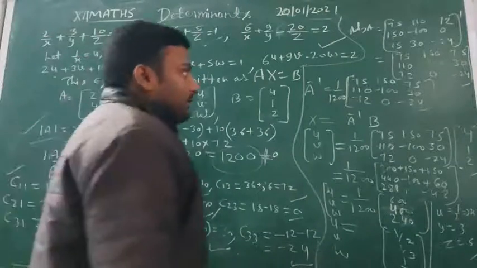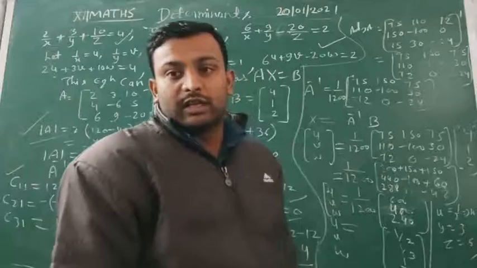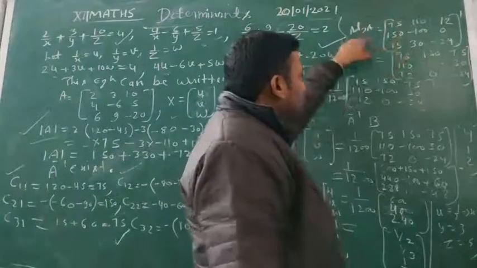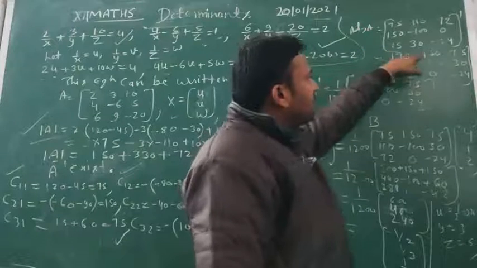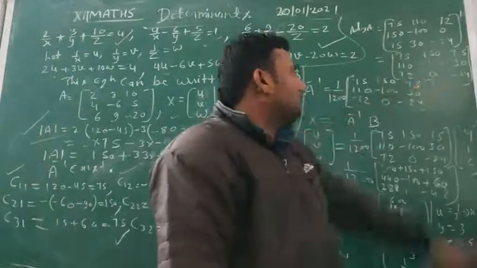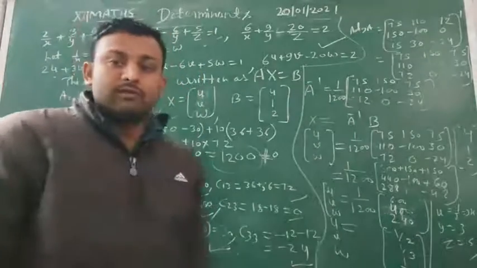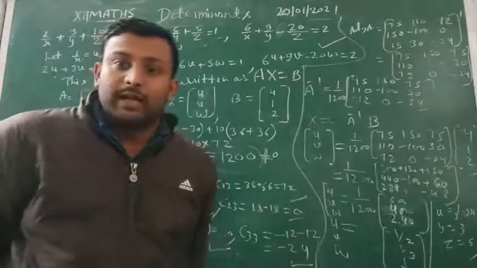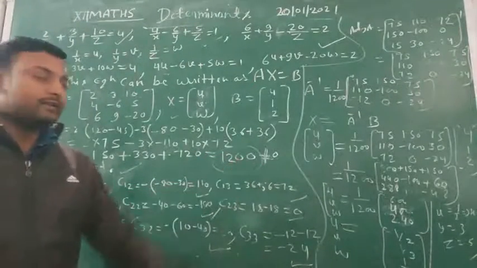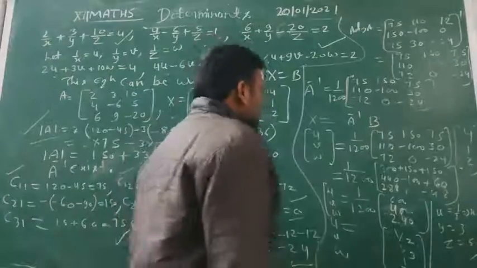Now we write these cofactors in matrix form and take the transpose, and we get the adjoint of A. So we get our adjoint: [75, 150, 75; 110, -110, 30; 72, 0, -24]. This is our adjoint of A. Our A inverse will be equal to adjoint of A by determinant of A, and we have already found the determinant of A, which is 1200. So A inverse is this.